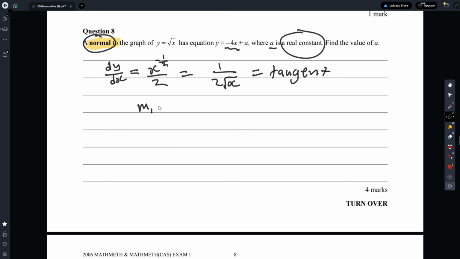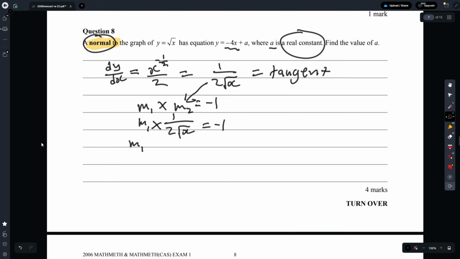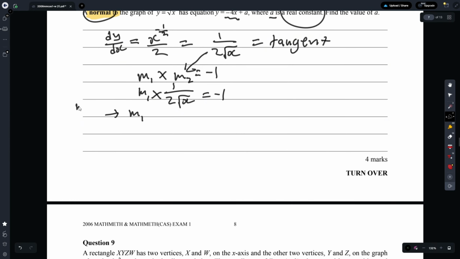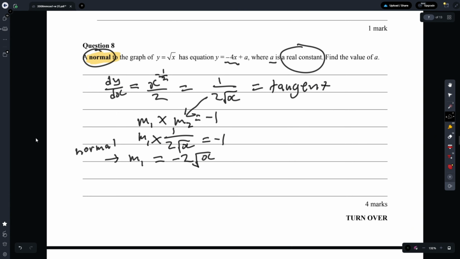By using the formula m1 times m2 equals negative 1, we can substitute this. This is to find the normal of a graph. And m times 1 on 2 root x equals negative 1. That means our normal is actually equal to negative 2 root x. This is our normal gradient.